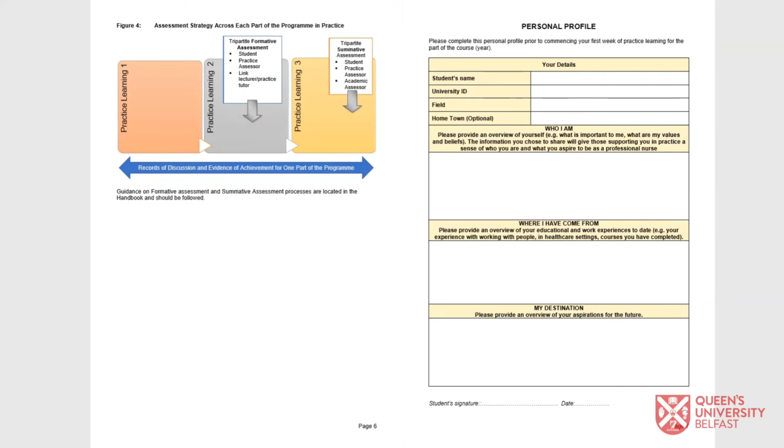And then the summative assessment occurs towards the end of the final practice learning experience for that part, and it must provide for a 2-week period where the student can make good on any deficits and have a second attempt, and that occurs with the student and the practice assessor and also the academic assessor, who generally is the link lecturer or practice tutor.